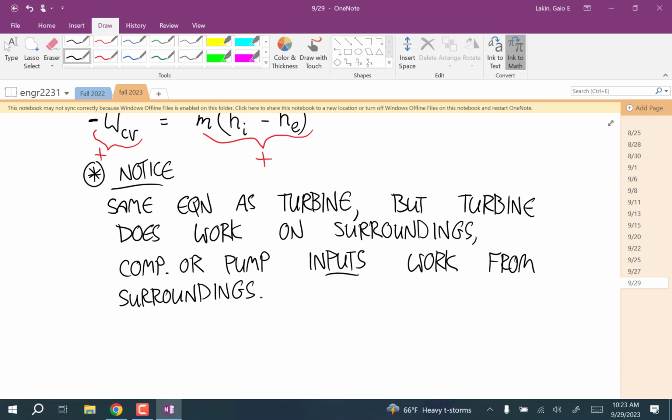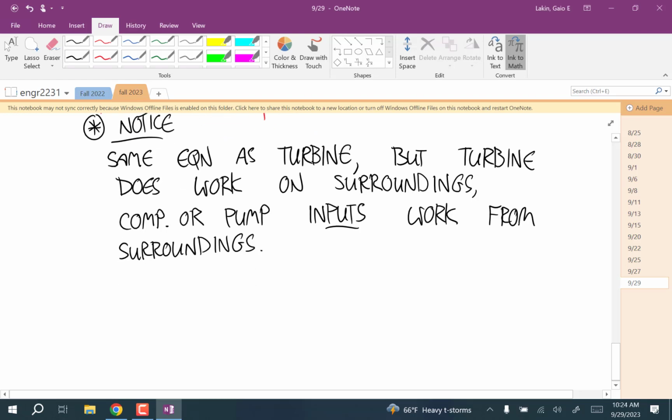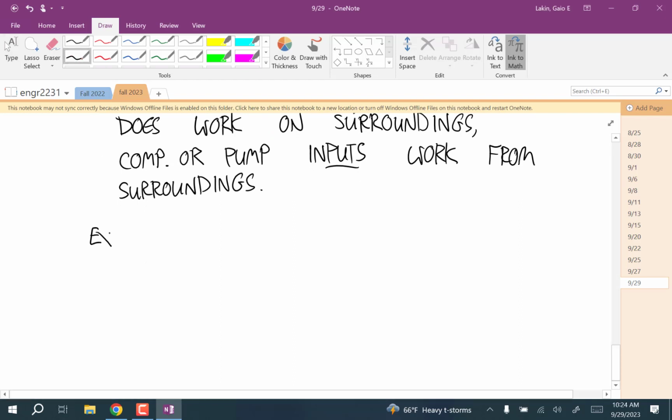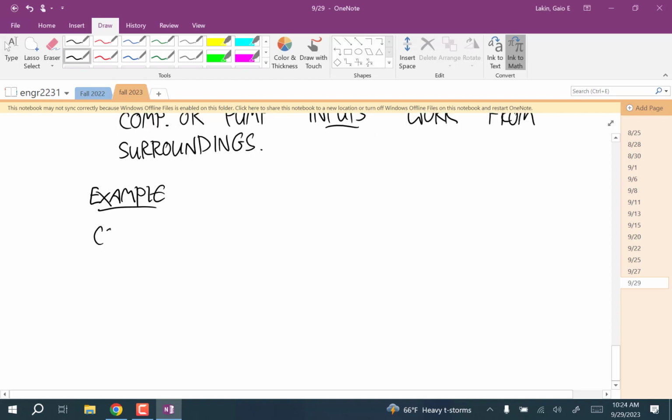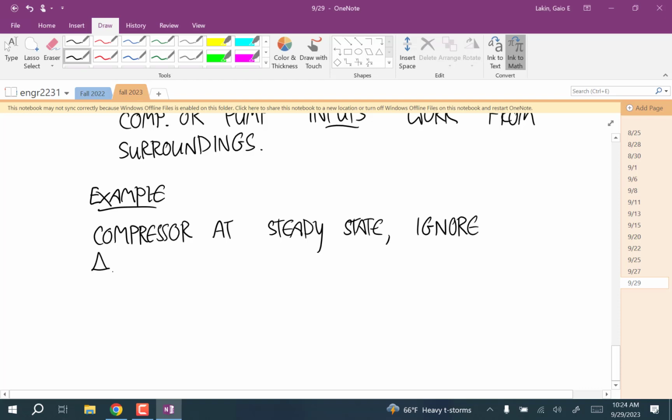Let's see if I have a problem for that. Okay, so let's say you have a compressor at steady state, and we're going to ignore kinetic and potential energy effects. So we're going to ignore the change in kinetic energy and the change in potential energy.